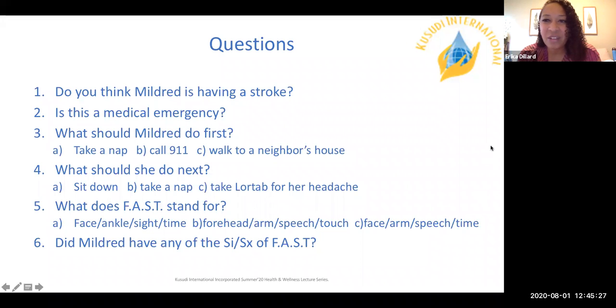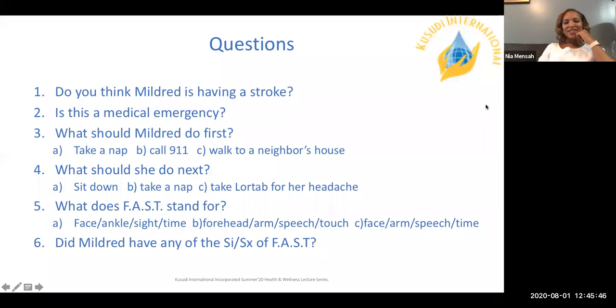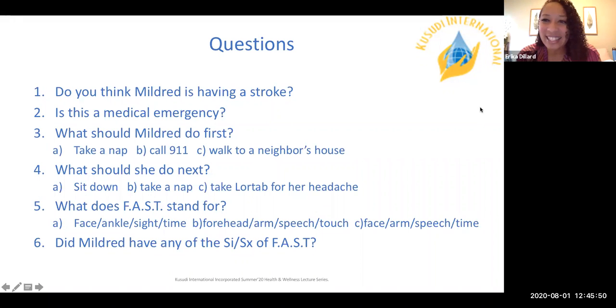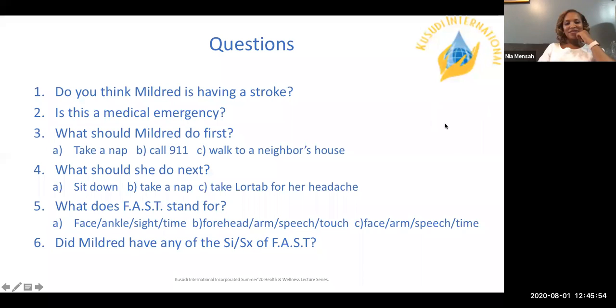So what should she do next? After she does her first plan of action, should she have a seat? Should she go ahead and take a nap because she's tired? Or should she take a Lortab because her head was hurting after all and she really doesn't want to have a headache? Should she do A? Who says A? Who says B? Who says C? Smarty pants.